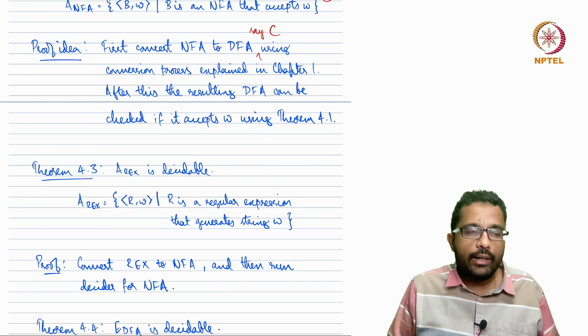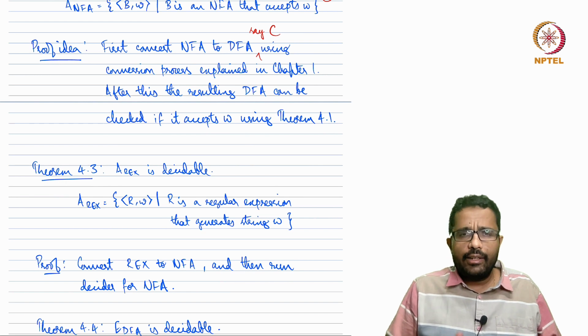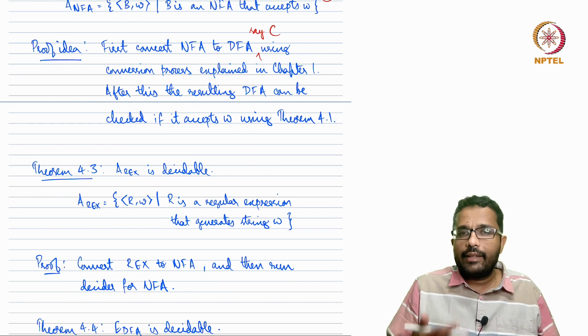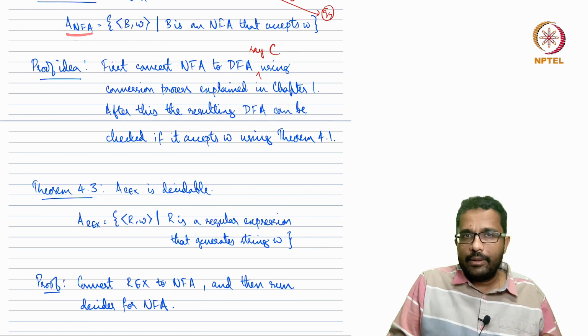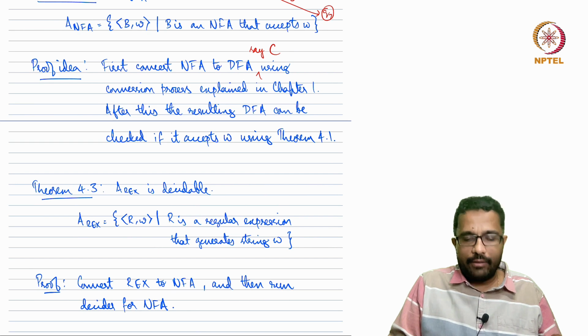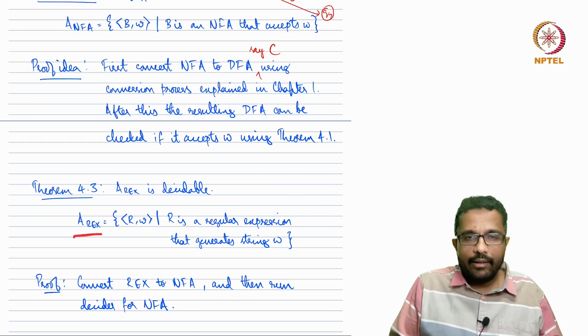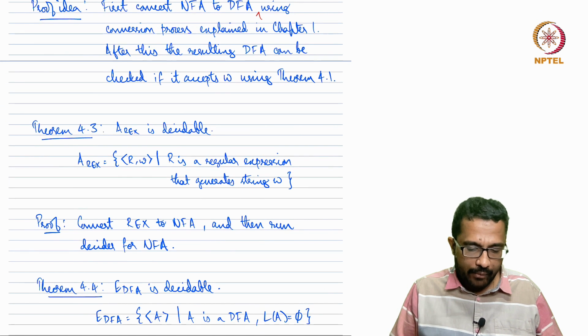We also saw the equivalence of regular expression to NFA, or regular expression to DFA. We can convert a regular expression to an NFA and then use the decider for NFA. So now that we have seen that A-NFA is decidable, by this decider for A-NFA we can decide a regular expression as well. So A-REX is also decidable.